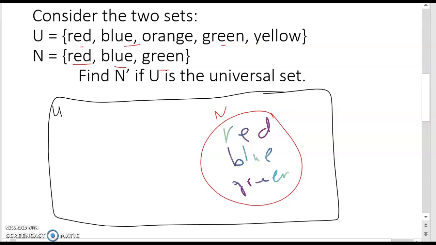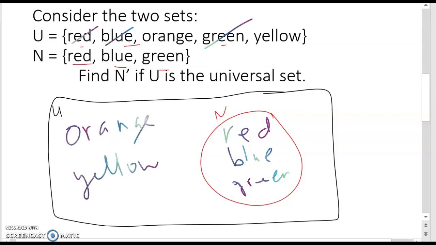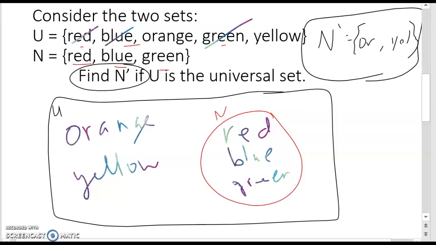So now, thinking about what is in U that is not in the subset N. We've already got red, blue, and green. That means orange and yellow are out here in just the universal set. So when I go to find N prime, it is everything not in N that exists in the universal set. In this Venn diagram, we're looking at those colors that do not exist in my subset N. So we would be able to say that N prime is the set orange and yellow. And that would be N prime.